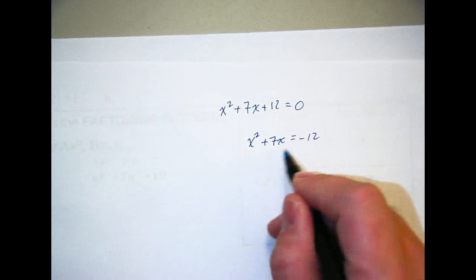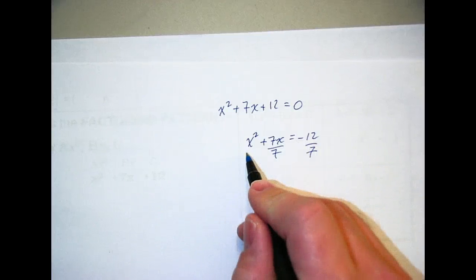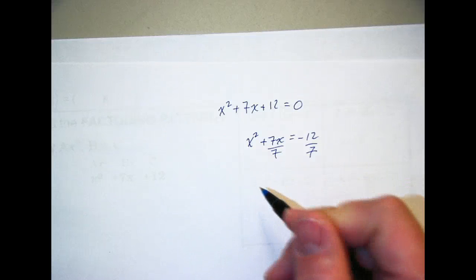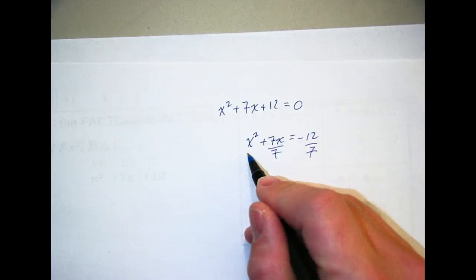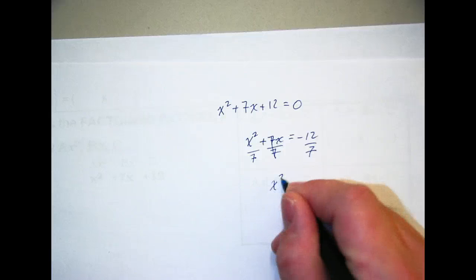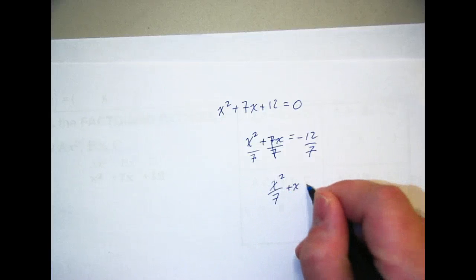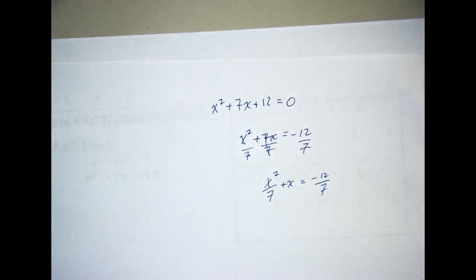Okay, so you divided this by 7 and that by 7. Did you divide this by 7? Anyone else try to divide by 7? You'd actually have to divide this by 7 as well. So that cancels there, and you get x squared over 7, or x squared plus x over 7 equals negative 12 over 7. Look any easier to solve yet?